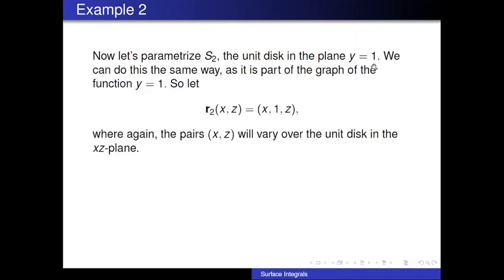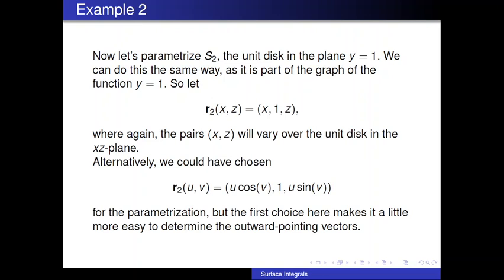So we can do it the same way, where we let x be x, z be z, and y be 1, where again the pairs x and z will vary over the unit disk in the xz plane, because that's what you see when you project that to the xz plane. And if you were curious, you could have also chosen to model everything with polar instead, because you know that if you're going to be working over the unit disk in the xz plane, polar coordinates might be the appropriate choice. So this would be that description in that case.